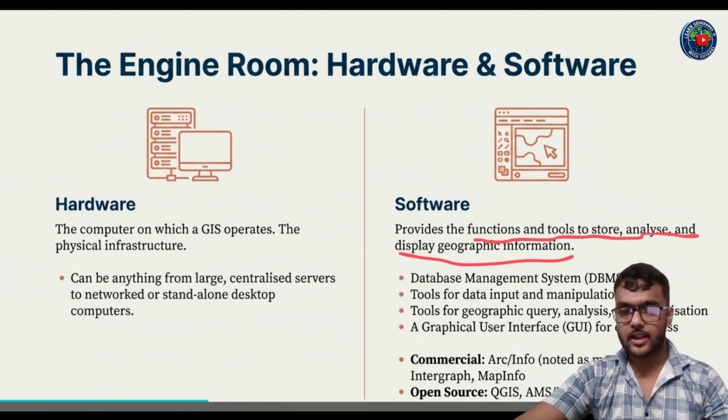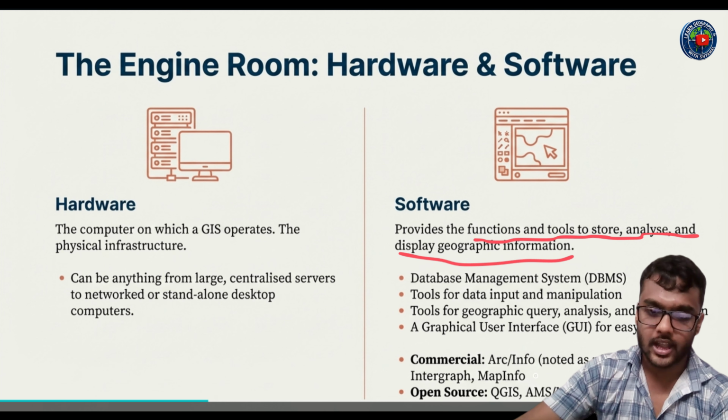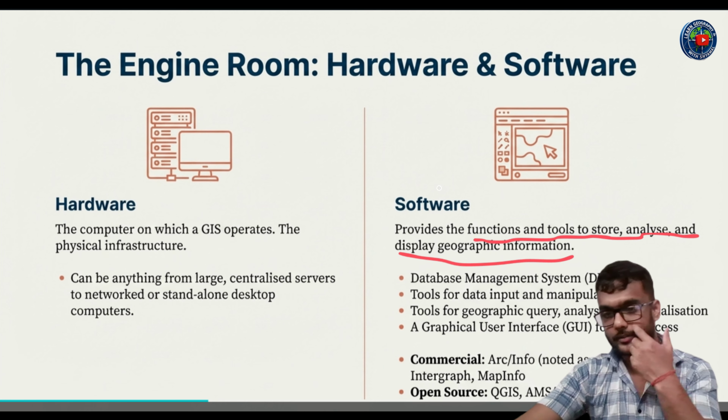Commercial examples are ArcGIS and InfoMap, noted as most popular, and Intergraph and MapInfo. And there are some open sources also, QGIS, and others.